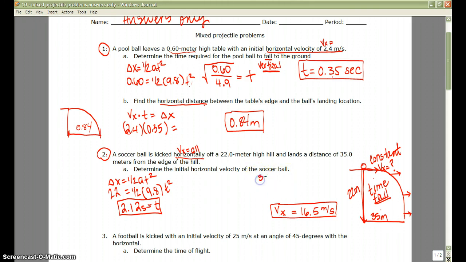Yes, my 35, and rearranging the problem, I'm going to divide by my time, which I just calculated, of 2.12, and that's going to equal my velocity. All right, so we do get our velocity then of 16.5 meters per second.